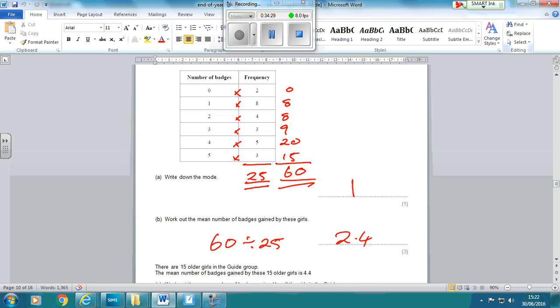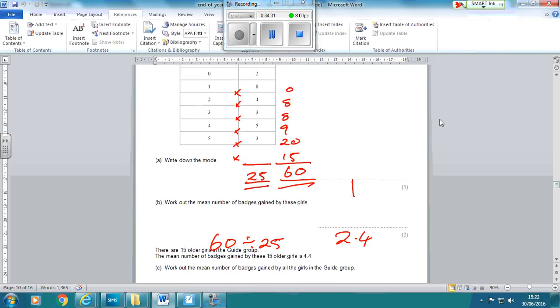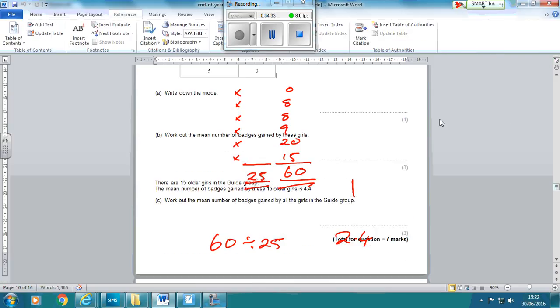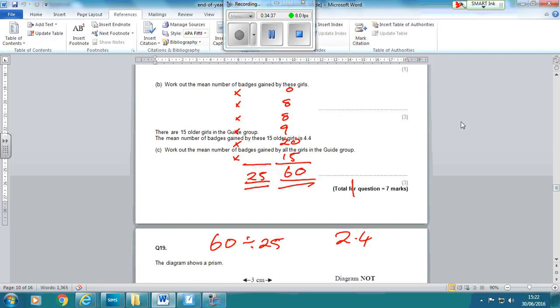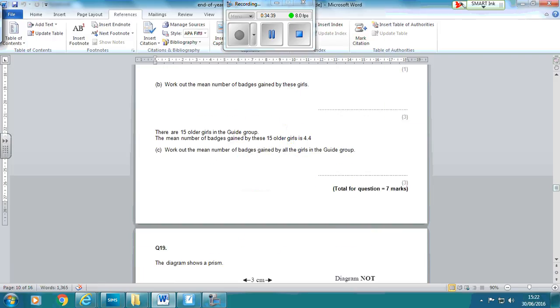Now the next one is quite tricky, and this is looking at people that are going to get the really, really high marks. And if you want to be one of those people that needs the high marks or wants to get the high marks, then this is the one that you've really got to pay attention to. So there are 15 older girls in the guide group. The mean number of badges gained by these 15 is 4.4. Work out the mean number of badges gained by all the girls in the guide group.